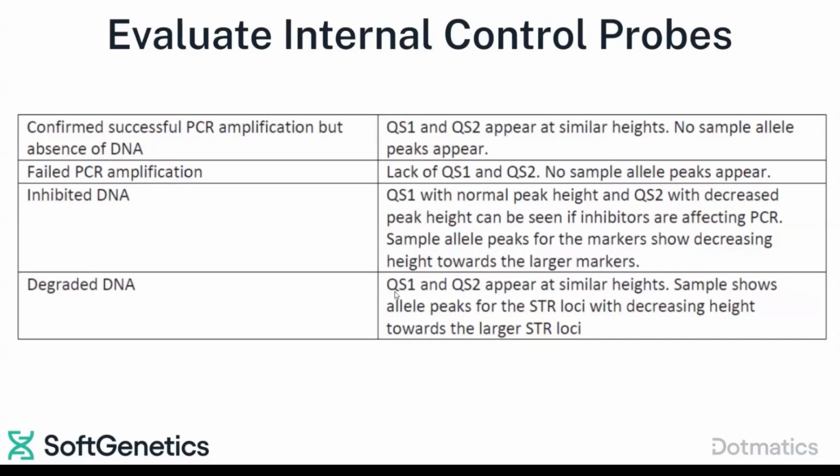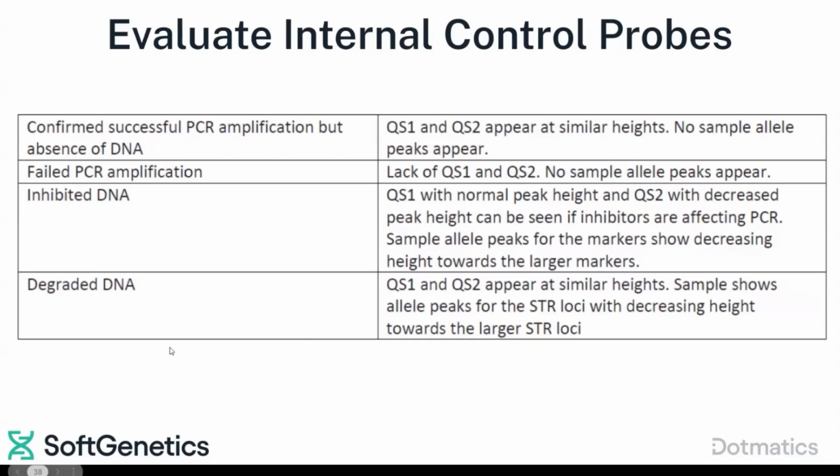And a fourth condition: if the quality control fragments appear to be similar height, but the sample shows a downward trend, a slope of significantly decreasing height in the larger loci, not the typical decrease, yes, it's a larger fragment, and so it's not amplified as many times. That points towards degradation of the template DNA. So this is something that is included, these internal control probes. I think all the manufacturers of kits have an option for including internal control probes in some of their chemistries.